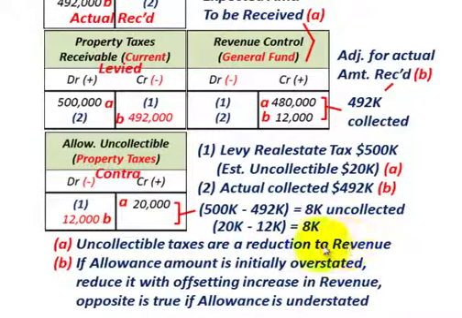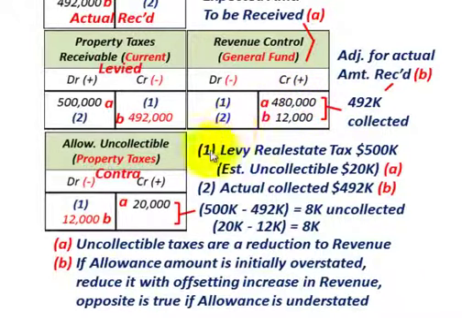All right, so what we want to look at here is that the uncollectible taxes are really a reduction to revenue. So whatever we set up in our allowance for uncollectible property taxes, in this case $20,000, is a reduction to the revenue here. We're sending out $500,000 worth of tax notices here, but because we have the allowance for uncollectibles set at $20,000, we can only accrue or expect to receive $480,000 worth of tax dollars.